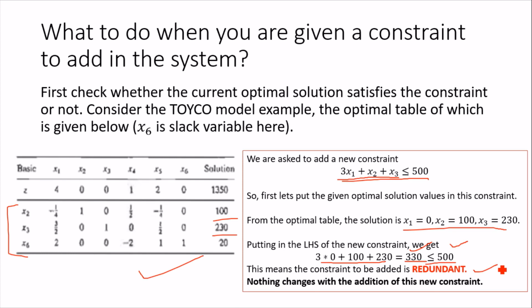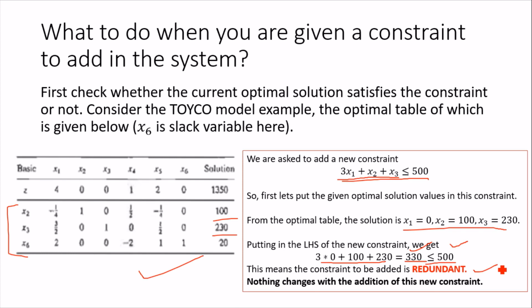This is the first possibility we can have whenever we are given any constraint: you put the optimal solution directly into it. If it is already satisfied by the solution, that means there is no need to add it. The question finishes there only. It will not bring any change to the system's optimal solution.